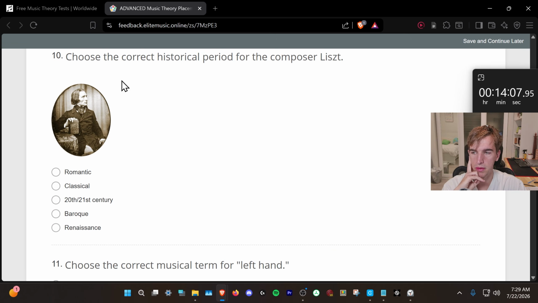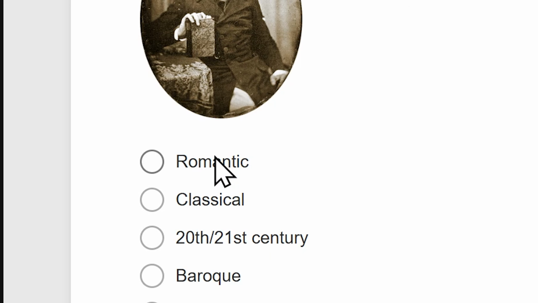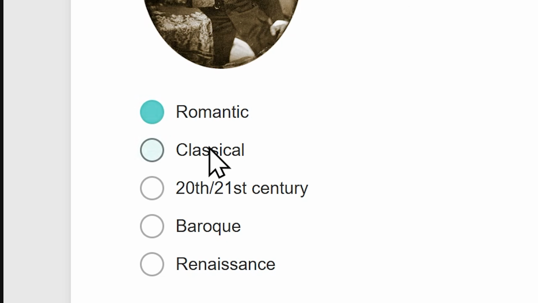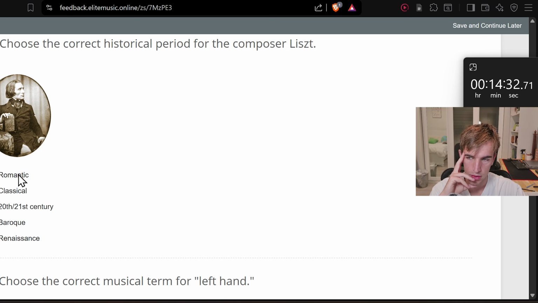Oh, Liszt. I remember Liszt. I'm more aware of his birth date than that period. Okay, so I think it's romantic, or is it classical? It's either of these two. I'm actually gonna put romantic.